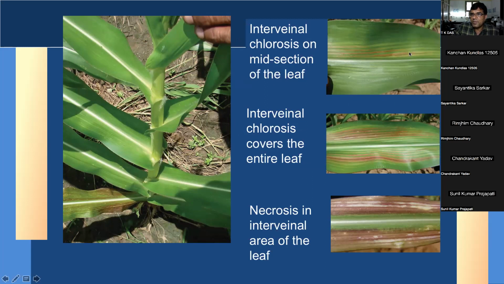So it starts from the middle section of the leaf, you can see here. And then if the deficiency of magnesium continues, then you will see interveinal chlorosis covers the entire leaf. So it will move to the entire older leaf. And finally, you can see necrosis in interveinal areas of the leaf. You can see the reddening. Reddening is happening, meaning there is no chlorophyll. So chlorophyll has been lost from such leaves.